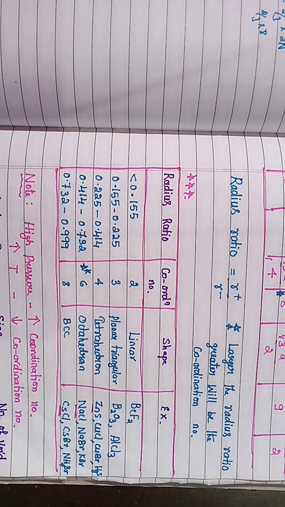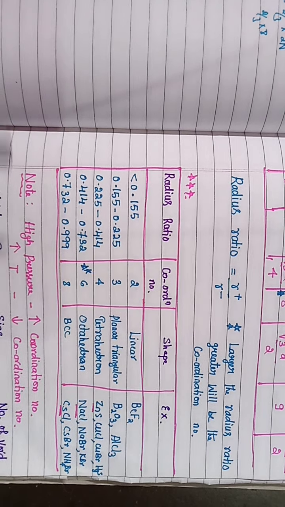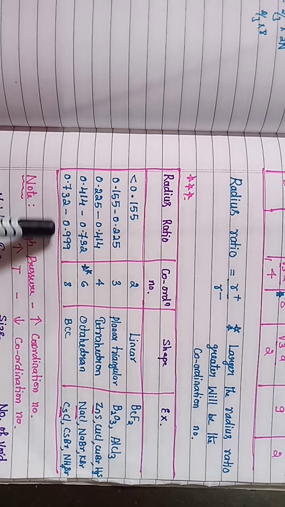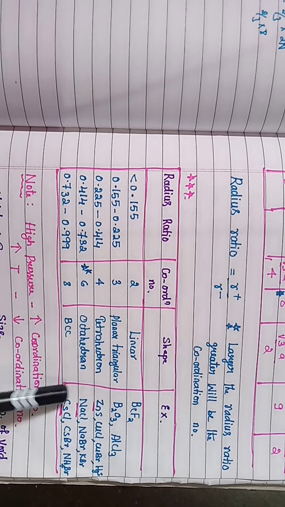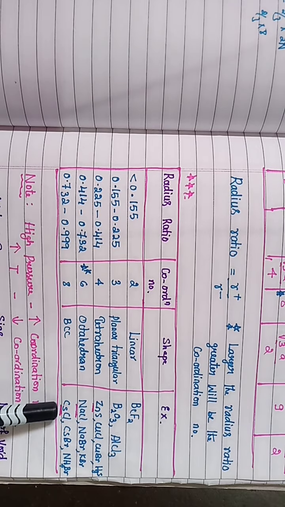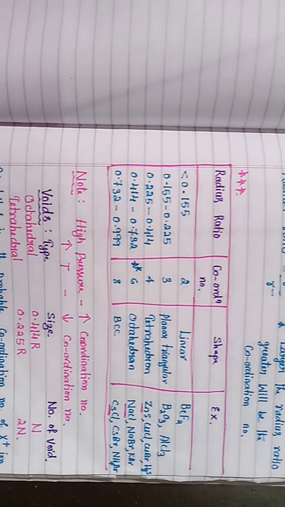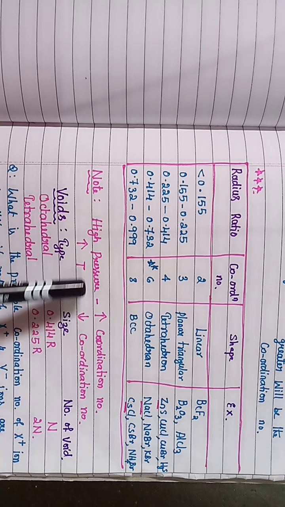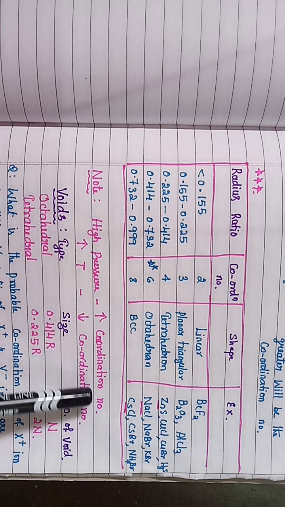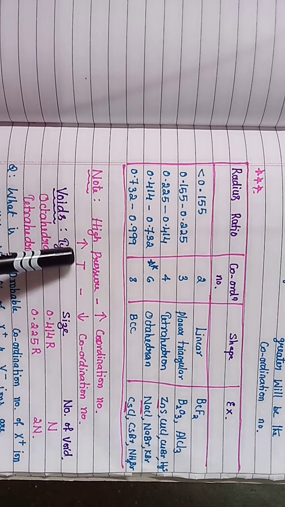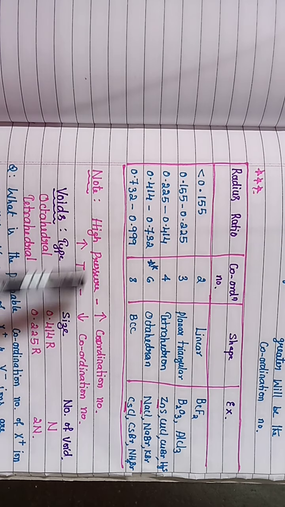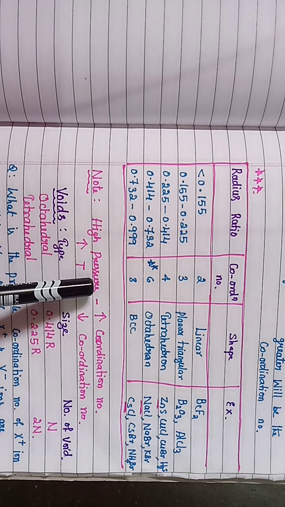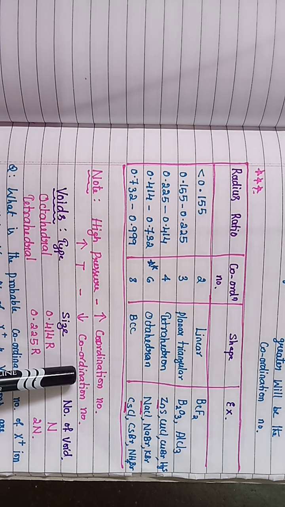And if the radius ratio is between 0.732 to 0.999, the coordination number will be 8. Shape will be BCC, and the best example is cesium chloride. This is the best example. Now remember that, children, if you increase the pressure on the solid, coordination number is going to increase, and if you increase the temperature, coordination number is going to decrease. So coordination number and pressure are directly proportional. Temperature and coordination number are inversely proportional.